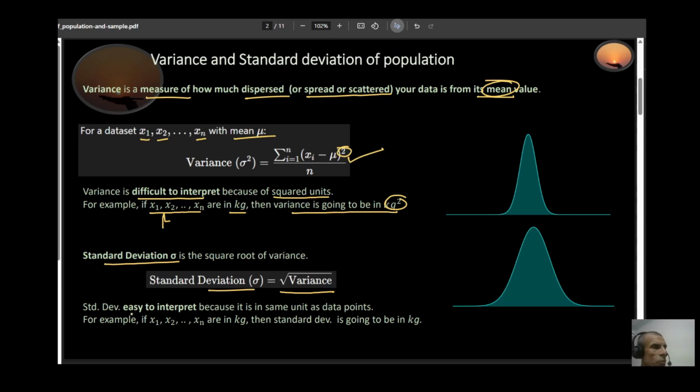Now, this way, your standard deviation becomes easy to understand, easy to interpret because it is in the same unit as your data points. So for example, if your x1, xn all the way are in kilograms, then your standard deviation is also going to be in kilogram. In this particular picture, you can see this data has smaller variance.